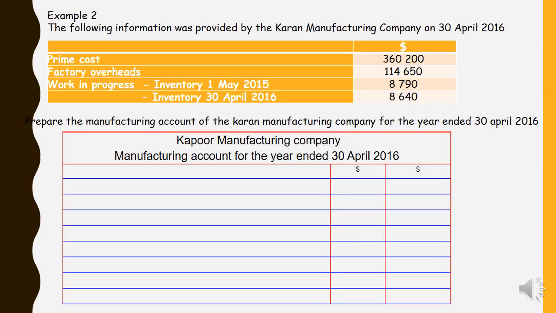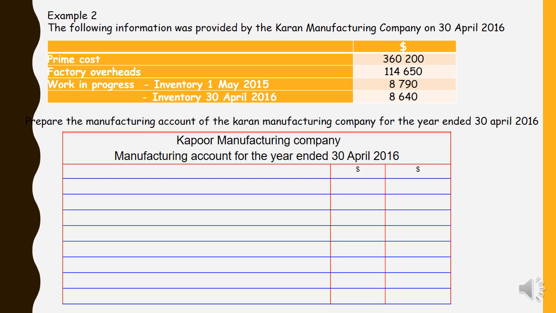Okay, we do example 2. Example 2 includes WIP, work in progress, opening and closing. You remember, work in progress opening, we add. Work in progress closing, we need to minus. Remember that. The following information was provided by the current manufacturing company on 30th April 2016. They gave you the prime cost. They already calculated the prime cost, and also the factory overhead. They give you work in progress opening and closing.